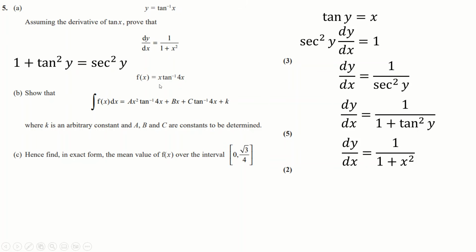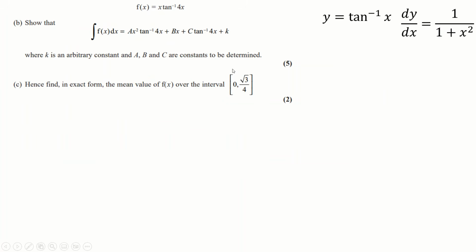Then we have this slightly different function, which is very similar, but it's got an x in front and a 4 here. And you're shown the integral of it. So, okay, well, obviously what we've just done is going to be helpful here. We've learnt this from the first part. So I'm going to integrate this, of course.